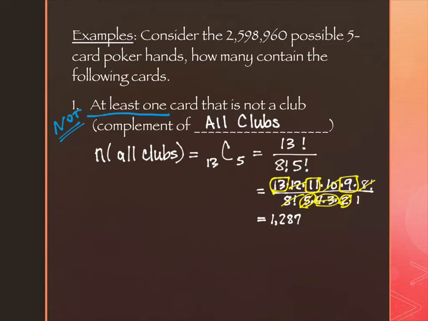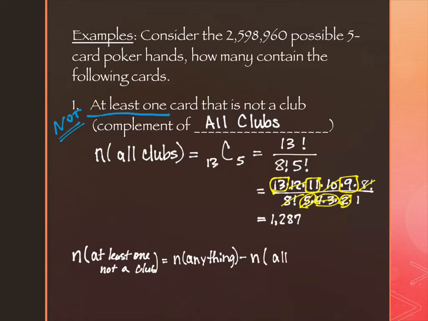It says that the number of ways that I get, in this case, at least one club is the number of ways I get anything. That's that 2 million number. At least one, I didn't write that right. At least one not a club, if I get my phrase right. That's what it wanted. Number of ways I get anything minus the number of ways I get all clubs.